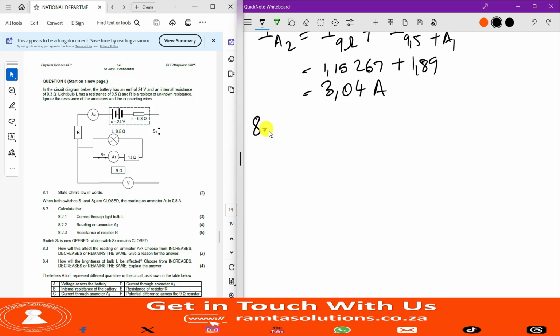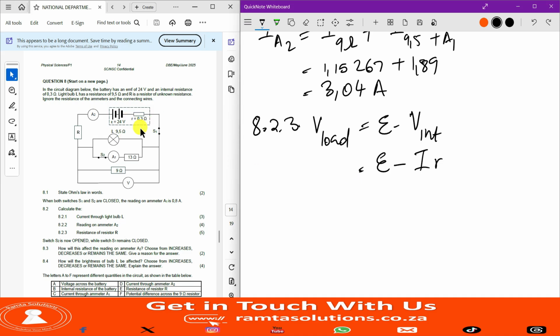8.2.3. Now this question was quite interesting. In 8.2.3, they say we must calculate the resistance of resistor R. To get the resistance of resistor R, wow, it's interesting. What we can do is this: V load equals the emf minus V internal. We already know the total current, so this is the emf minus the total current multiplied by the internal resistance. Remember, the internal resistance is given.